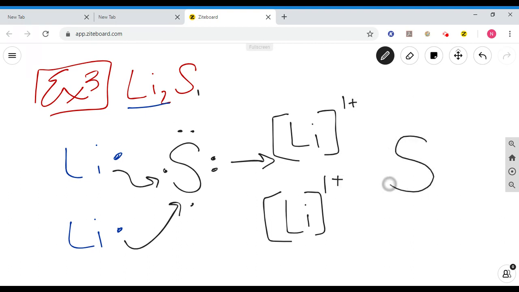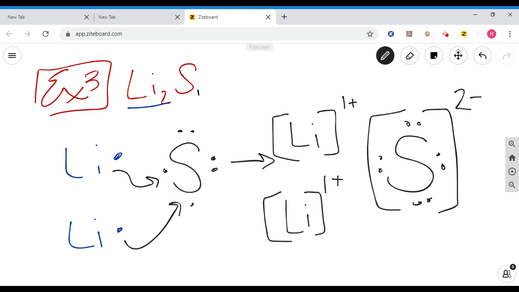And then we have sulfur here with a total of 6 valence. All right, so it has 6. So we're going to draw 1, 2, 3, 4, 5, 6. The one I got from lithium, the other one I got from lithium. Our ions go in brackets, and it has a charge of 2 minus because it accepted 2 negative electrons.